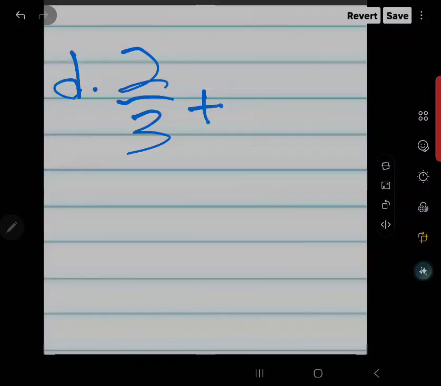So let's do letter D. Letter D says 2/3. And then we are going to add this time 1/4. Now, again, you don't have to do it this way that I'm doing it. You can find a common denominator and go ahead and add them together like your parents taught you or you learned a couple years ago. All right, but I'm going to do it the easy way.